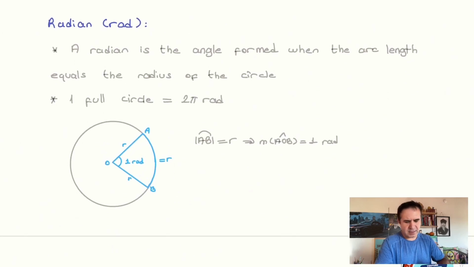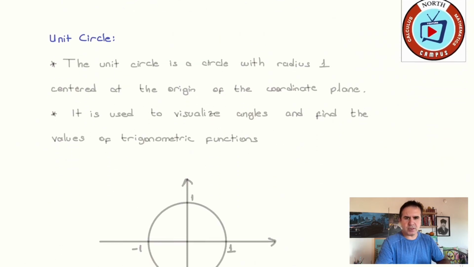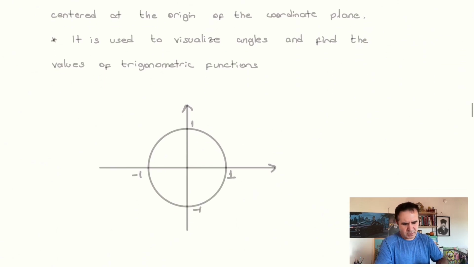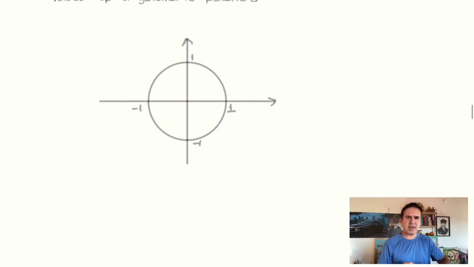And radians. A radian is the angle formed when the arc length equals the radius of the circle. This is the radius of the circle, and this is 3 centimeters, and this is the arc length, and it is also equal to r. And unit circle. The unit circle is a circle with radius 1 centered at the origin of the coordinate plane, and it's used to visualize angles and find the values of trigonometric functions.